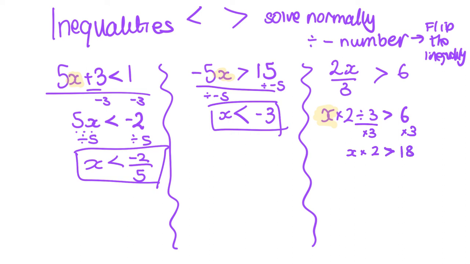Did I just say equals? That's like a maths crime. Please forgive me. Now we've got x times 2. Opposite of timesing is dividing. So we've got x is more than 9. So just remember, with inequality, same as a normal equation, but if you divide by a negative number, you flip that sign.